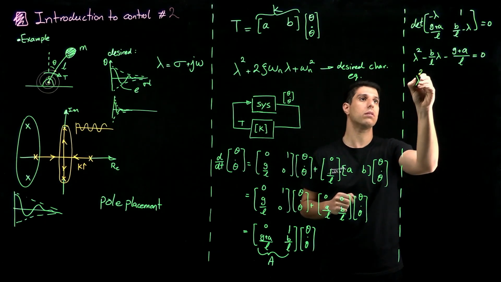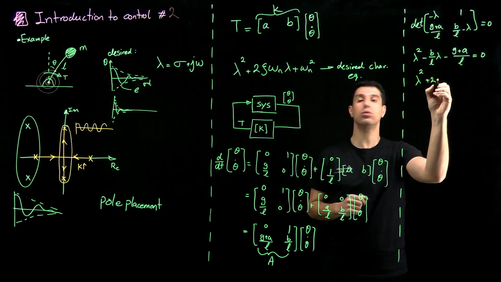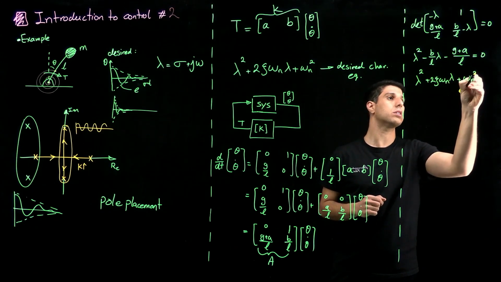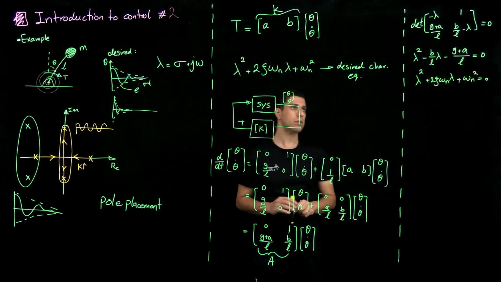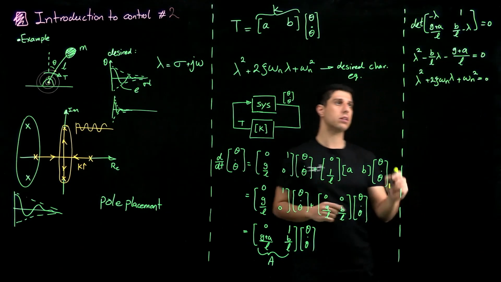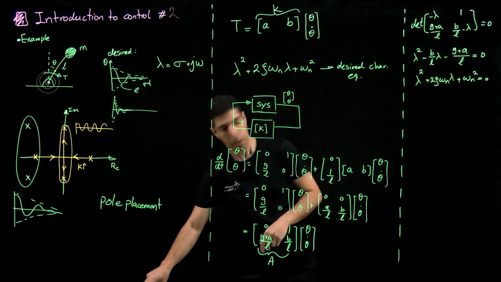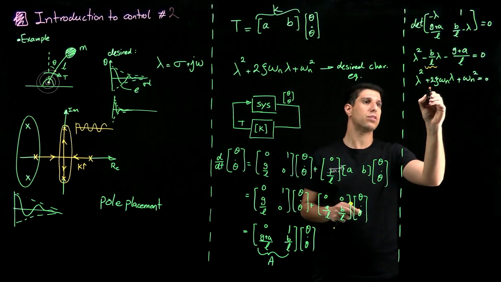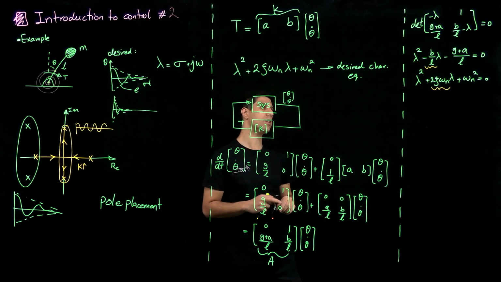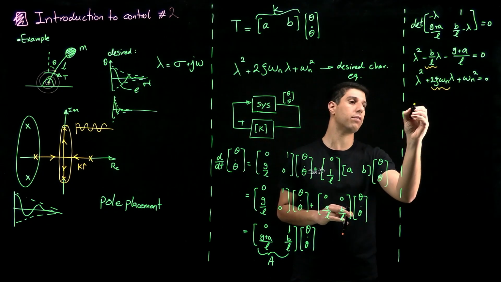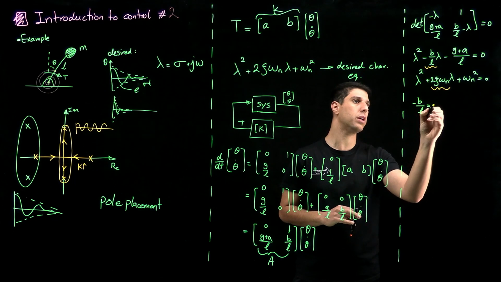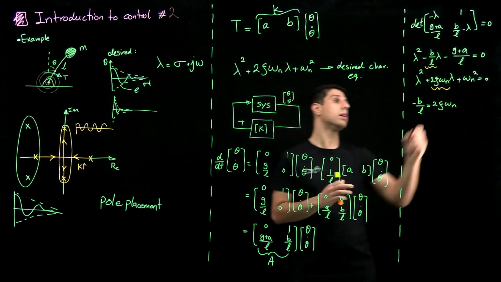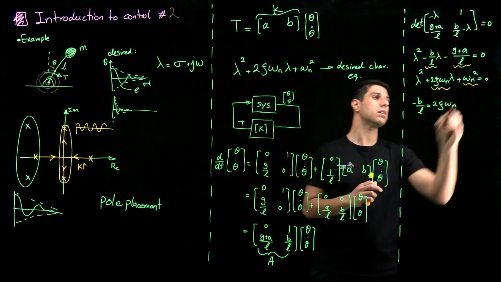So let me write it down here: lambda squared plus 2 z omega n lambda plus omega n squared equals 0. Comparing these two characteristic equations, that's loud, the fan started. It's very loud. So these two coefficients of lambda should be equal. So I have minus B over L should be equal to z omega n. And the constants must be equal too.